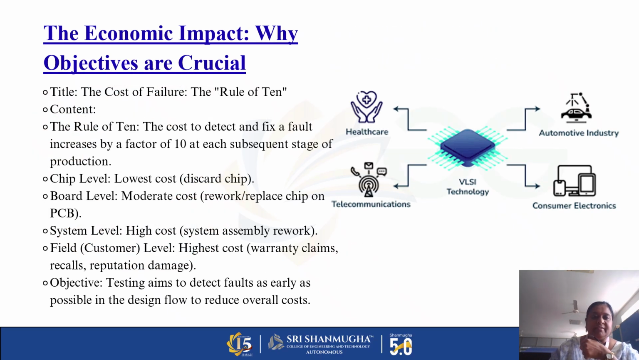The economic impact: why these objectives are very crucial is that these electronic components are used in healthcare, the automotive industry, the telecommunication industry, and consumer electronics. So the cost of failure, that is the rule of 10: the cost to detect and fix a fault increases by a factor of 10 at each subsequent stage of production. So at the chip level, the cost involved is lowest. At the board level, it is moderate cost. And at the system level, it is high cost.